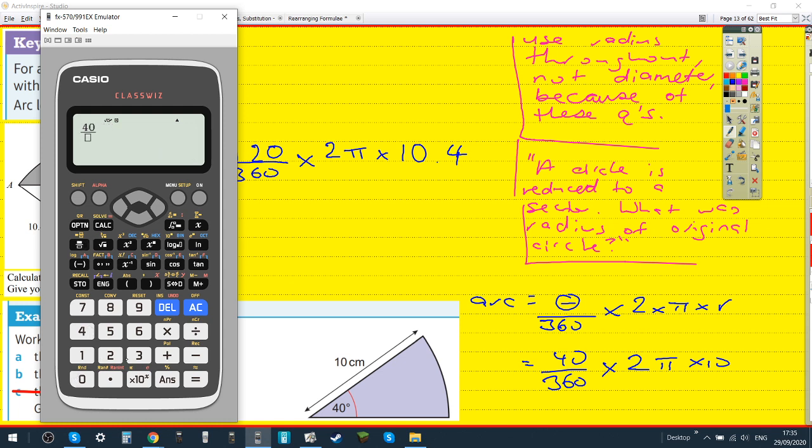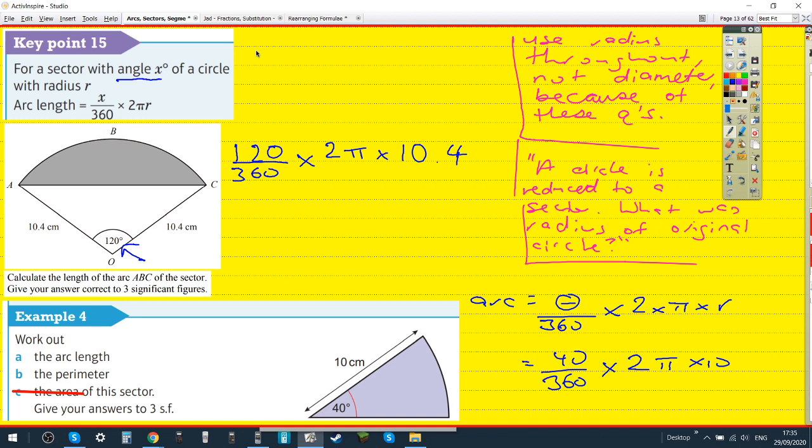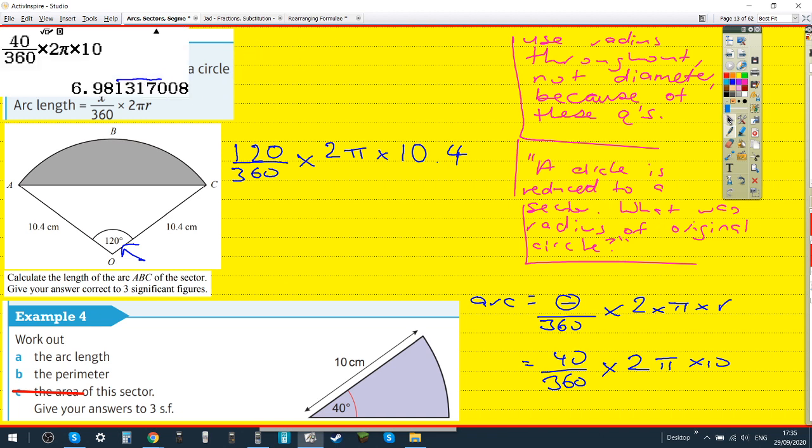Do you have an answer for this one? Okay, so do you have to do it to the first decimal place or anything? 3 sig fig. 3, 6. Okay. So you press SD to get decimal. Yeah, I know. So it would be 6.98. Yep.